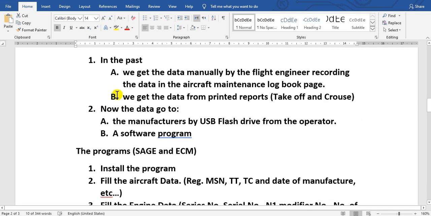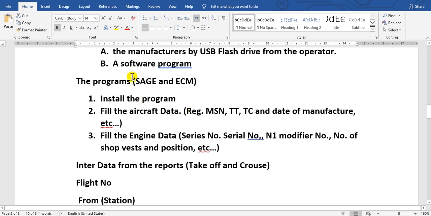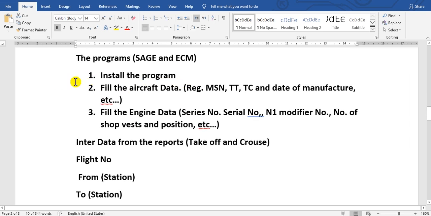Then, when technology advanced, we got the data from printed reports, takeoff reports, and cruise reports from the aircraft. Now, the data go to the manufacturer by USB flash drive from the operator or through a software program. I will speak about the program here. Install the program. When I was working, I could take this program free of charge in my airline.